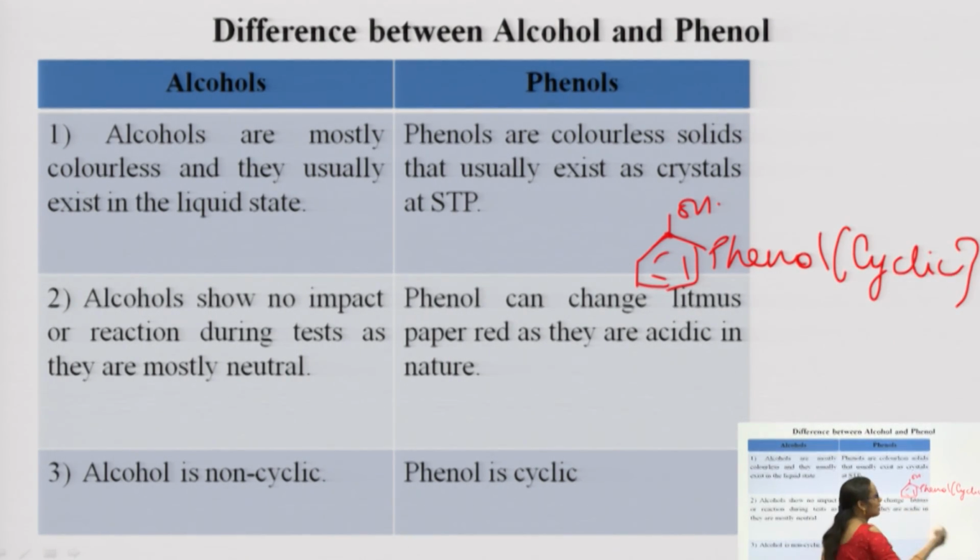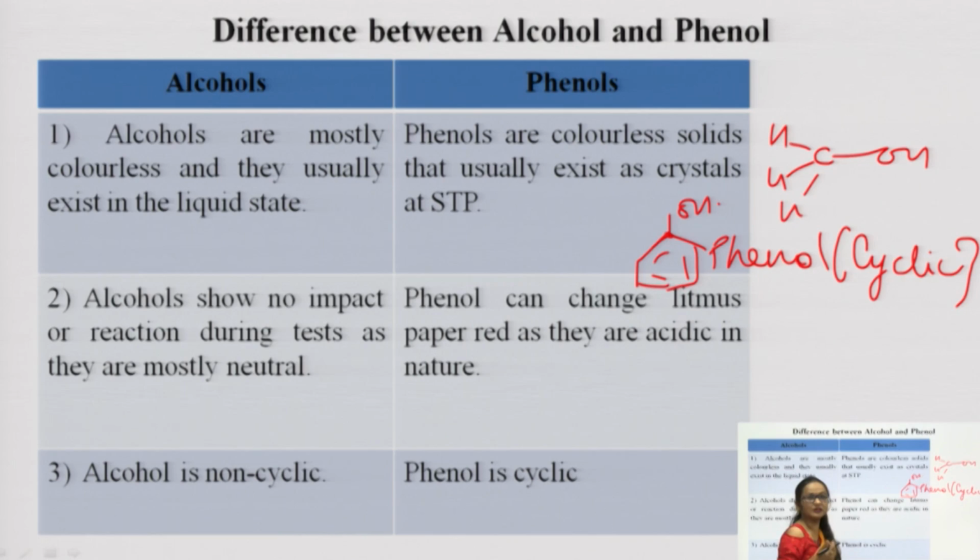While if we talk about alcohol, for example, this is methanol. Methanol is non-cyclic. So these are the major differences. The first difference is that alcohol is colorless at normal temperature and condition. It exists in the liquid state, while phenols exist in the solid state. When treated with litmus paper, alcohols do not turn blue litmus red because they are mostly neutral, while phenols can change litmus paper to red as they are acidic in nature. Alcohols are non-cyclic while phenols are cyclic, as you are seeing in this, right.